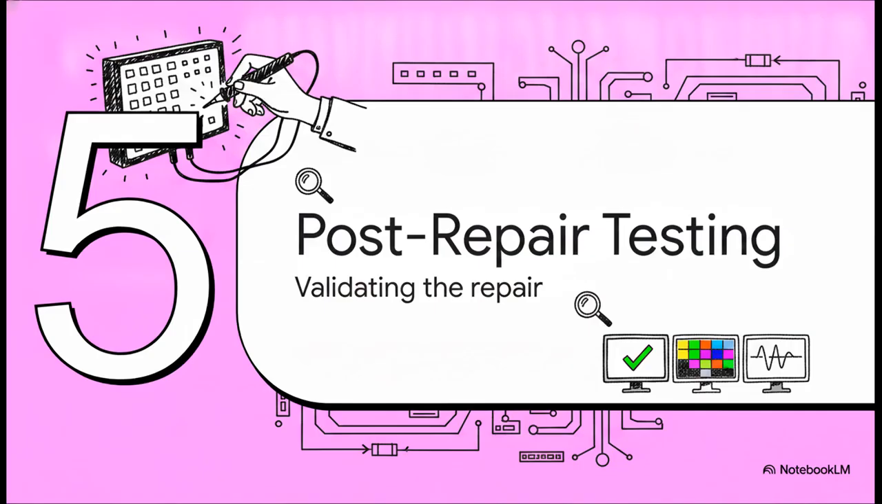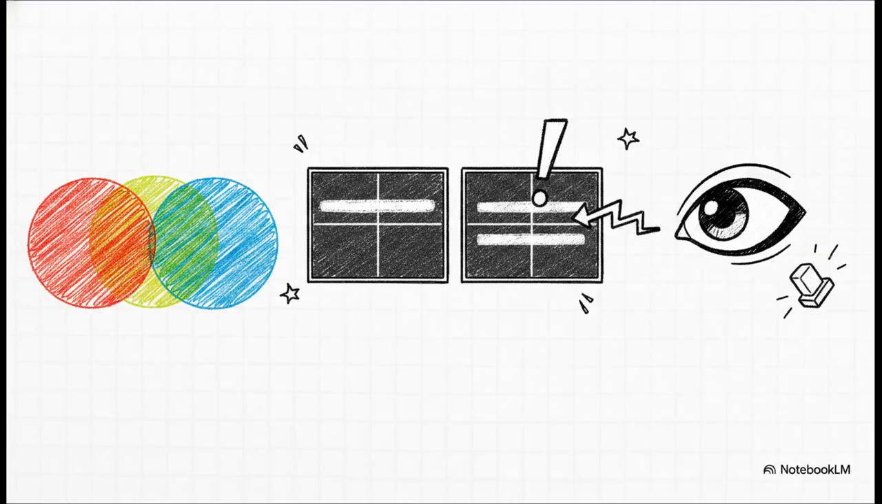Section 5, Post-Repair Testing Procedures, because a master technician never packs up without validating the repair. You really want to run through this exact testing checklist every single time. Check your red, green, and blue channels completely independently. Display a full white screen at low, medium, and high brightness levels to catch any hidden weaknesses. Check your grayscale gradients, especially dark gray. A scanline test is absolutely vital here.